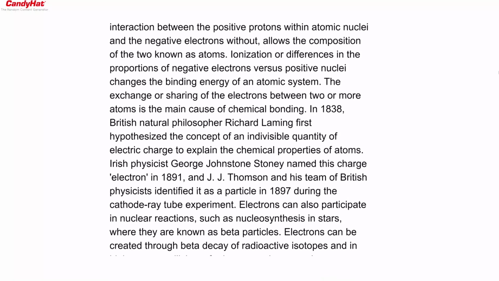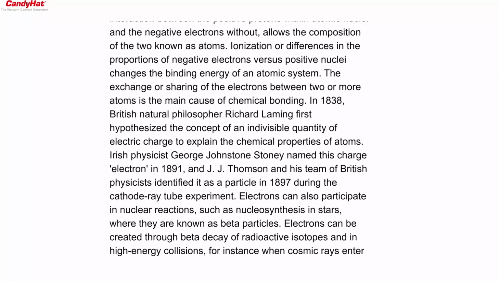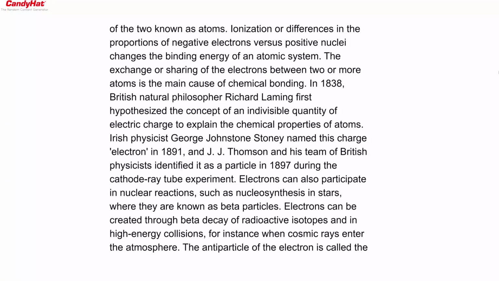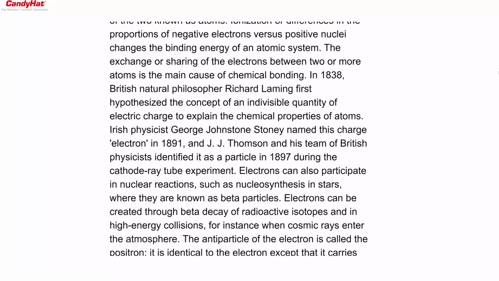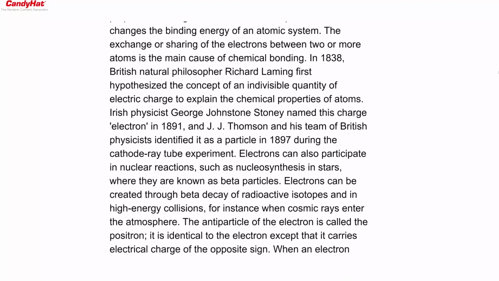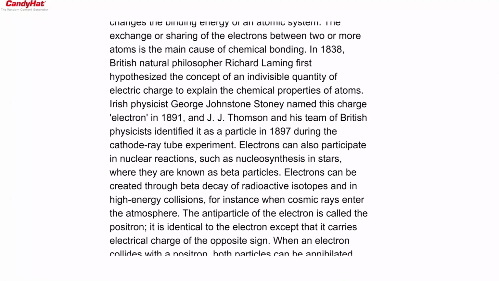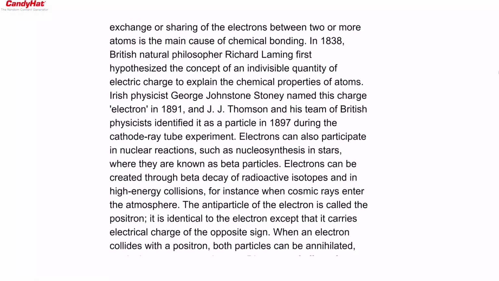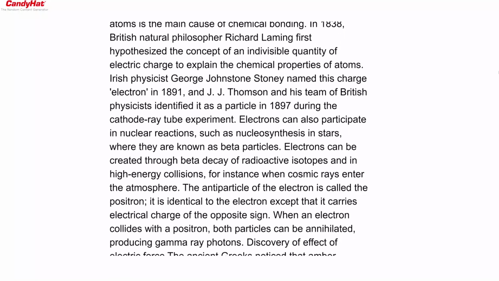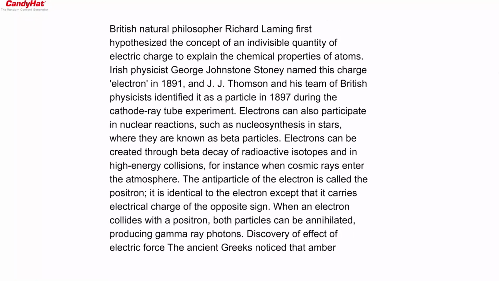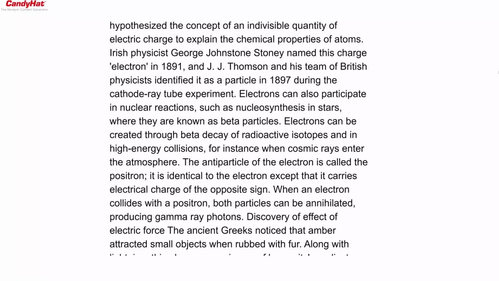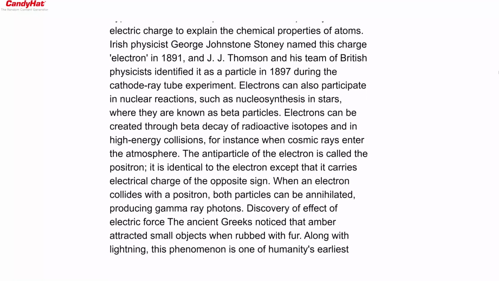Electrons can also participate in nuclear reactions, such as nucleosynthesis in stars, where they are known as beta particles. Electrons can be created through beta decay of radioactive isotopes and in high-energy collisions, for instance when cosmic rays enter the atmosphere. The antiparticle of the electron is called the positron. It is identical to the electron except that it carries electrical charge of the opposite sign. When an electron collides with a positron, both particles can be annihilated, producing gamma-ray photons.